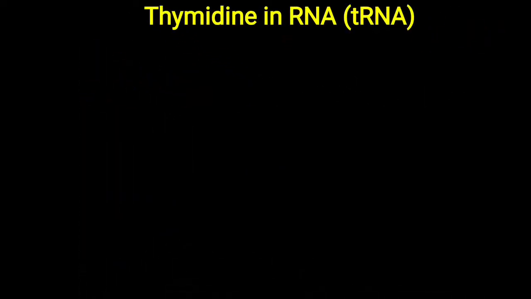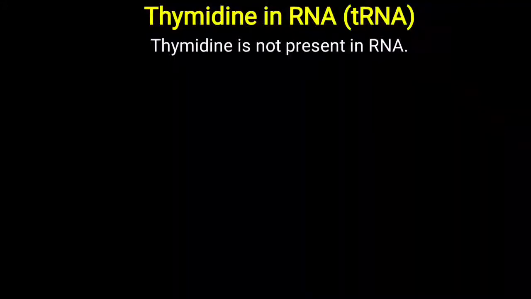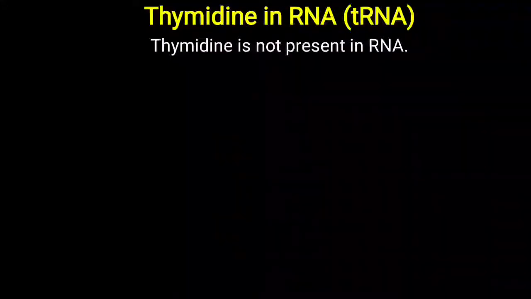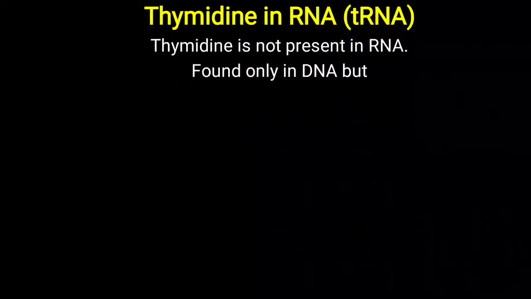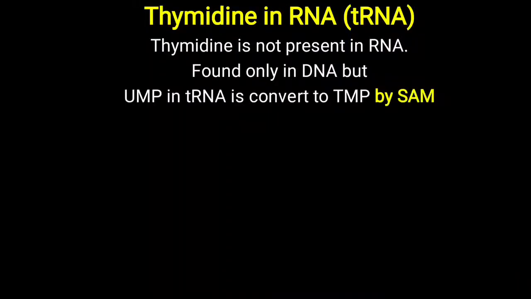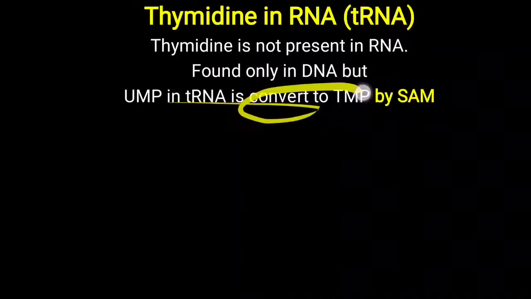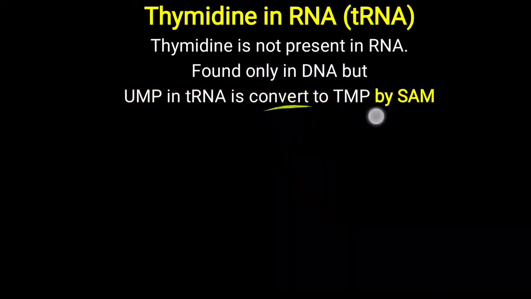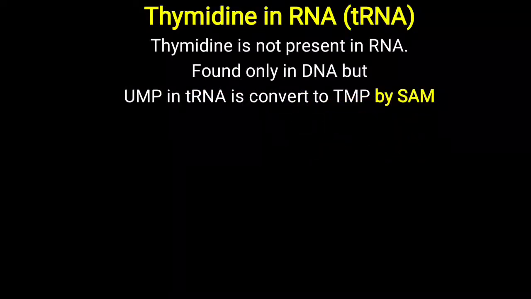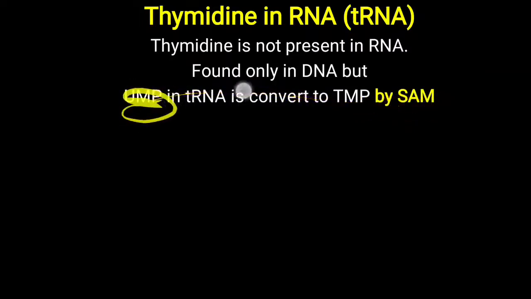Further, we will look in detail at thymidine, which is found in the RNA. Particularly in the tRNA, sometimes thymidine is seen. Thymidine is not normally present in the RNA molecule, but is found only in the DNA. But the UMP, uridine monophosphate, which is present in the tRNA molecule, will be converted into the TMP. So it is not directly present, but the conversion of UMP into TMP is possible by S-adenosyl methionine, which is active methionine. So active methionine converts uridine monophosphate into the TMP.